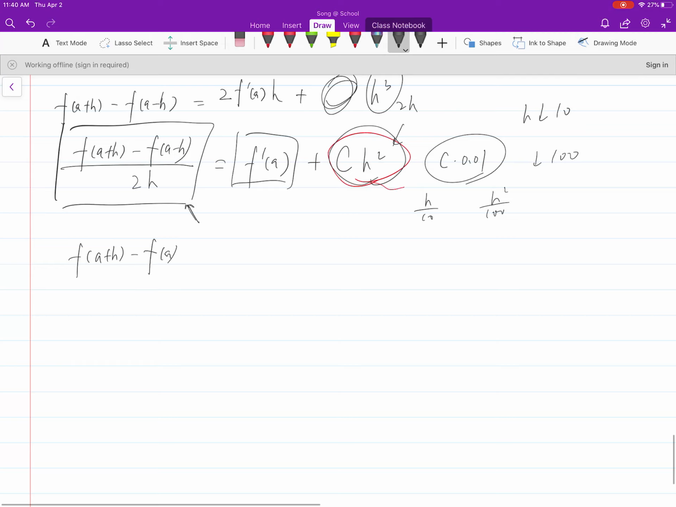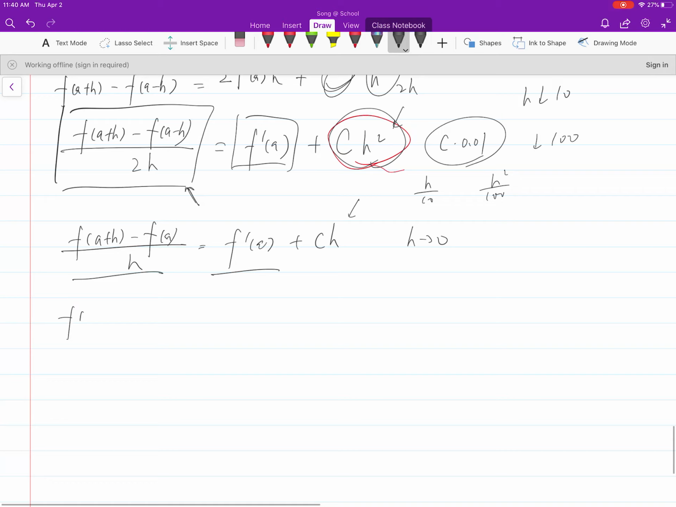So let's wrap up. This gives us a way to calculate the numerical derivative, and this one equals this one plus a constant times h. This gives you all the error coming from Taylor polynomial, and this fact tells us when h goes to 0, this one will go to the real derivative. That's what we had before.